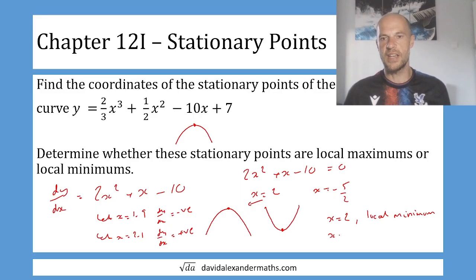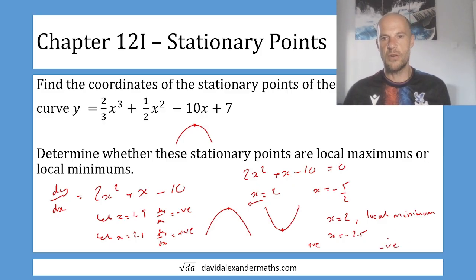Okay, how about when x is minus 5 over 2, so minus 2.5? If I put negative 2.5 into our gradient function, I'll get 0. But what if I put in a tiny bit less? So let's do minus 2.6. So minus 2.6 into 2 times the answer squared plus the answer minus 10. Okay, so it's positive to the left. And let's try minus 2.4 to the right. Minus 2.4 into 2 times the answer squared plus the answer minus 10 is negative.